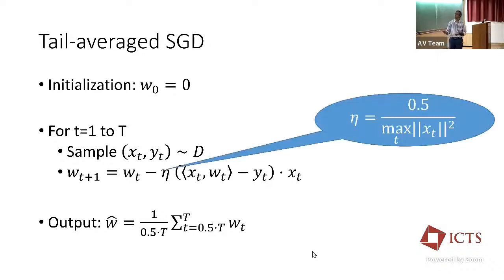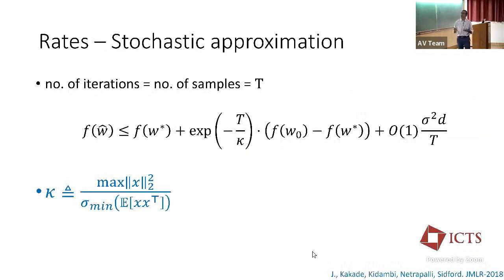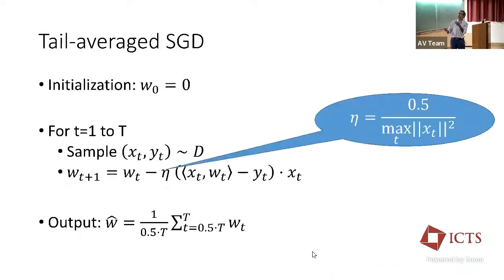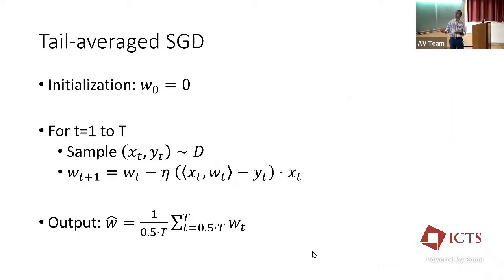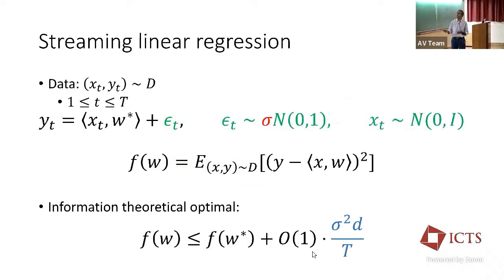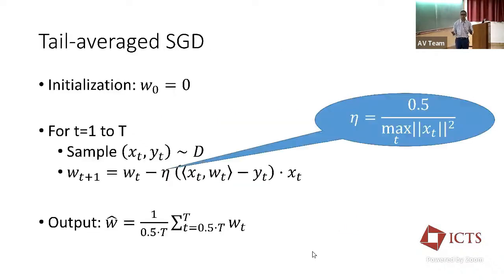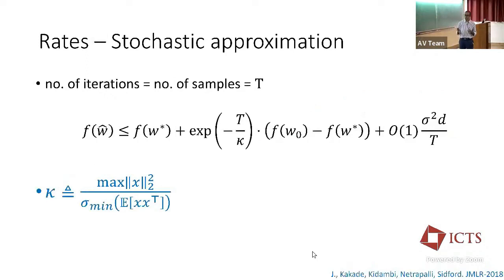Now, one question is how do you set the step size? Well, theoretically, at least you can set it to something like some constant divided by the norm of the largest vector that you see in this tree. All right, so what do we get for this? For this linear regression problem, we can analyze this tail SGD fairly well, and we can get precisely the type of error terms that you'll see.